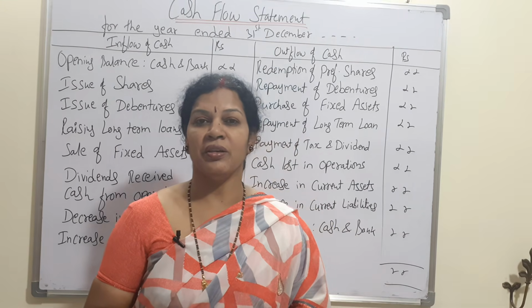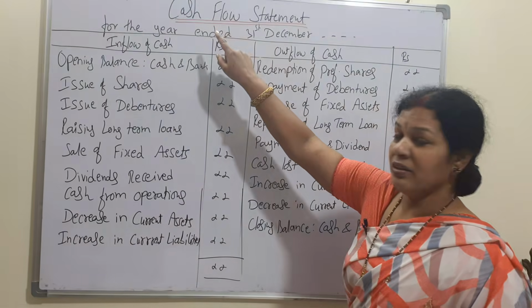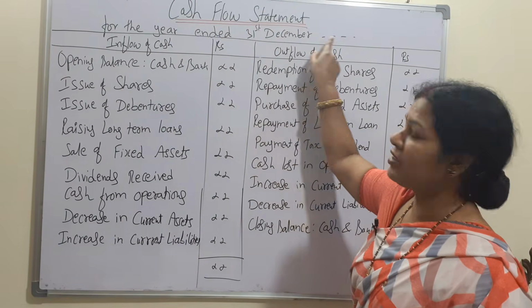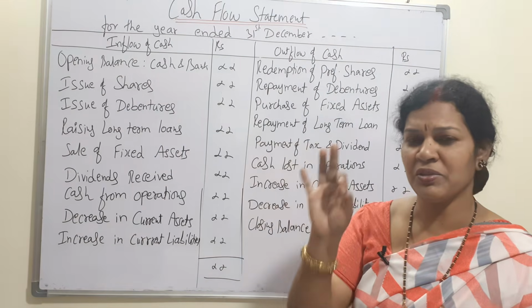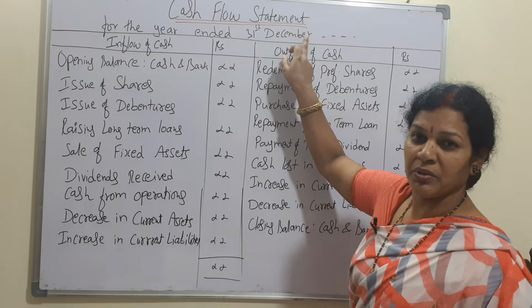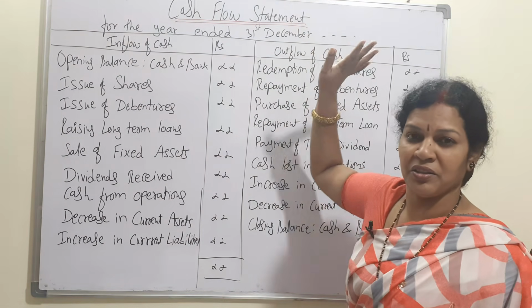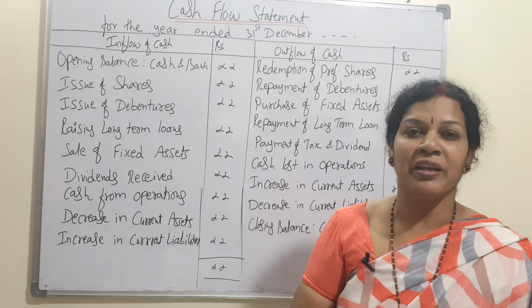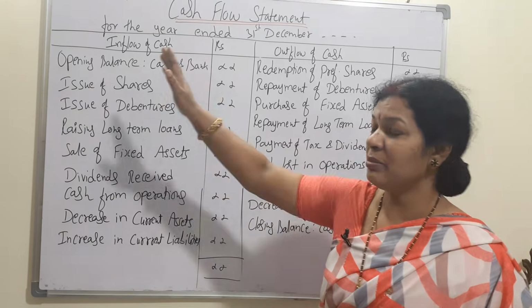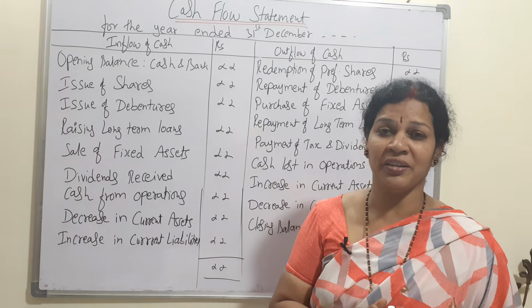So coming to the proforma of cash flow statement, I have taken here heading like this: cash flow statement for the year ended 31st December so and so year. Any year is given, always you have to write like this only: cash flow statement for the year ended 31st December or 31st March, whatever date is given, according to that you write it. Remember, cash flow statement is a statement, it is not an account. So we are not using debit and credit, it is a statement. Balance sheet is also a statement, right?